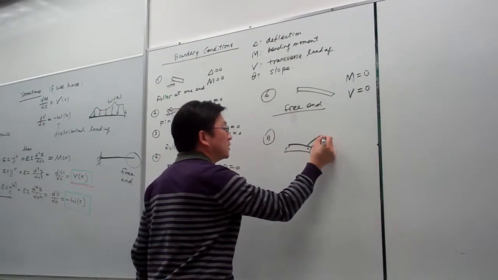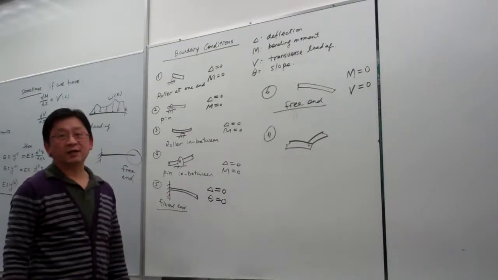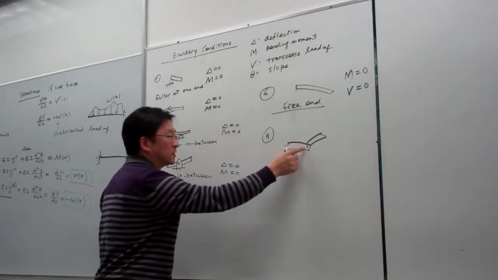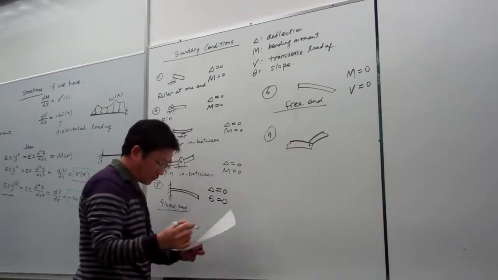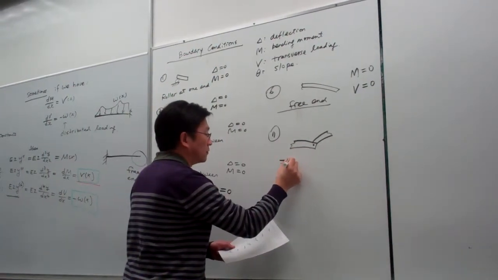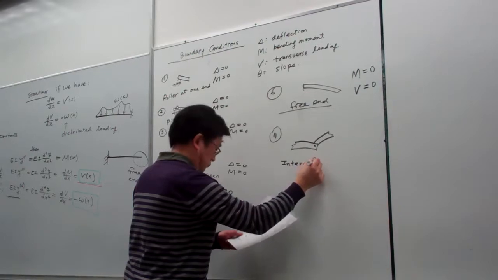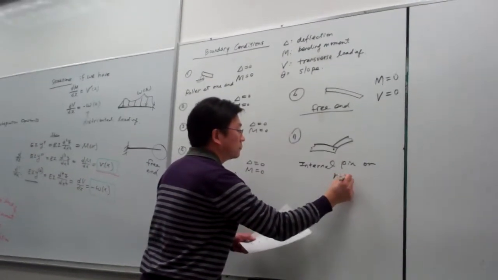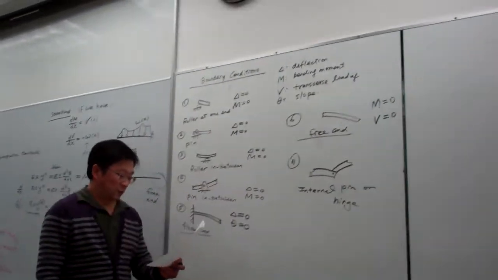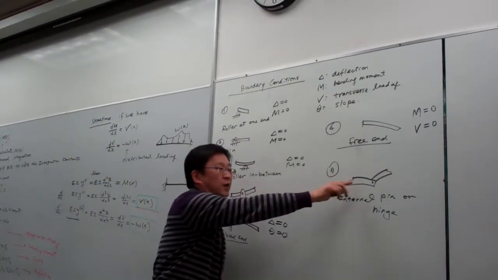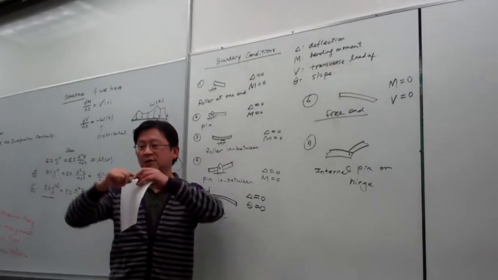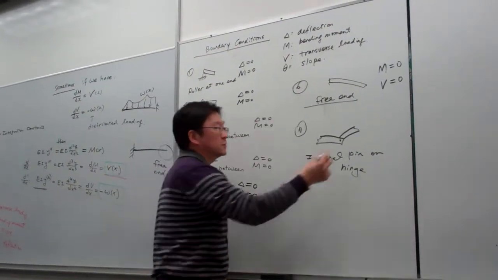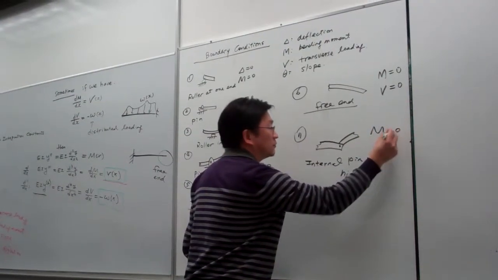Here you can see two pieces of the link or beam pinned together. Where they are pinned is called the internal pin or hinge. In this case, at the pin or hinge, the two beams are free to rotate relative to each other, so that means M equals 0.